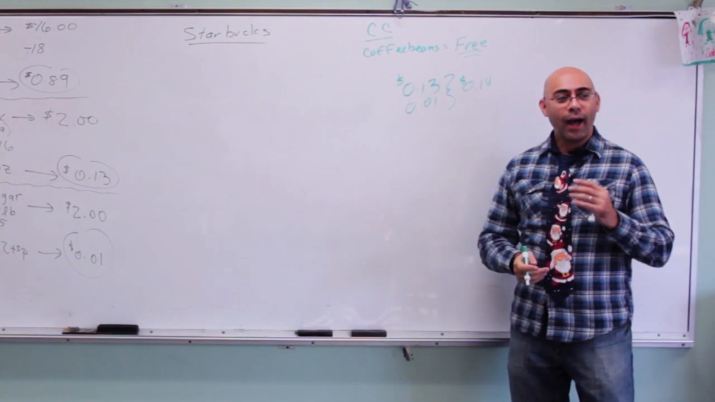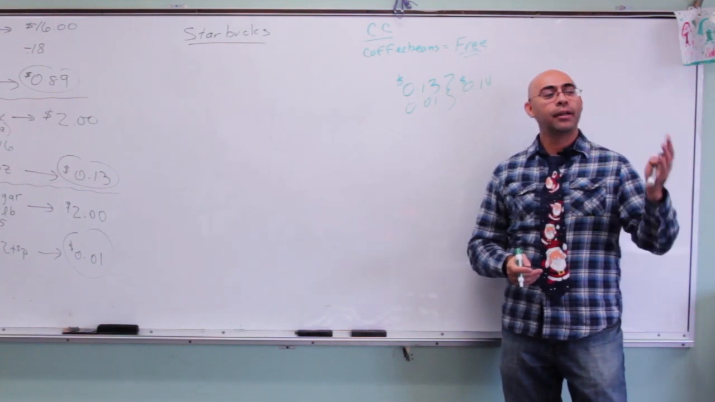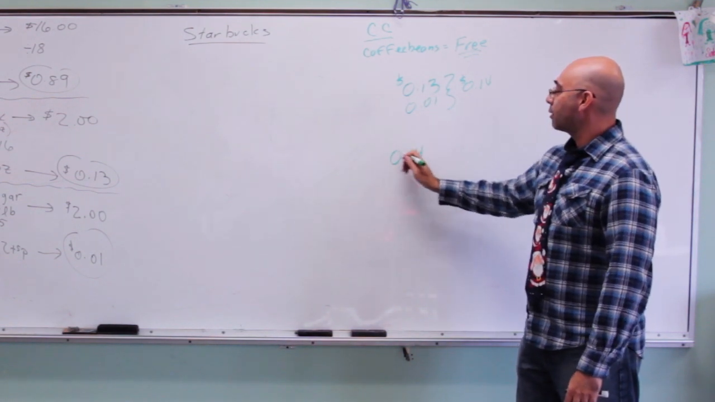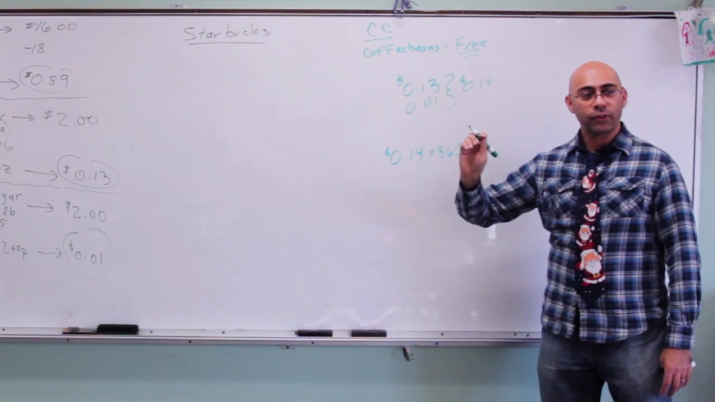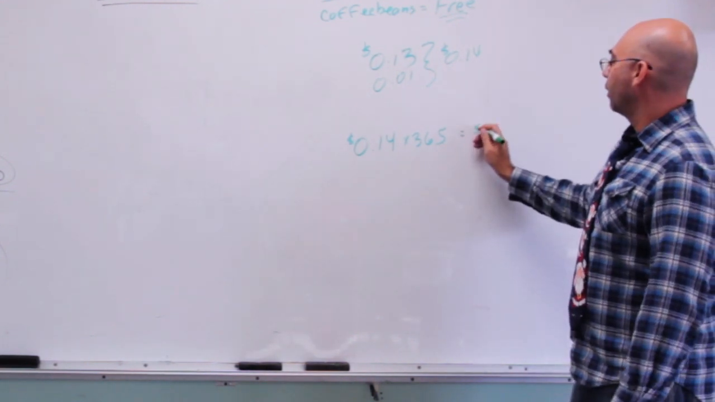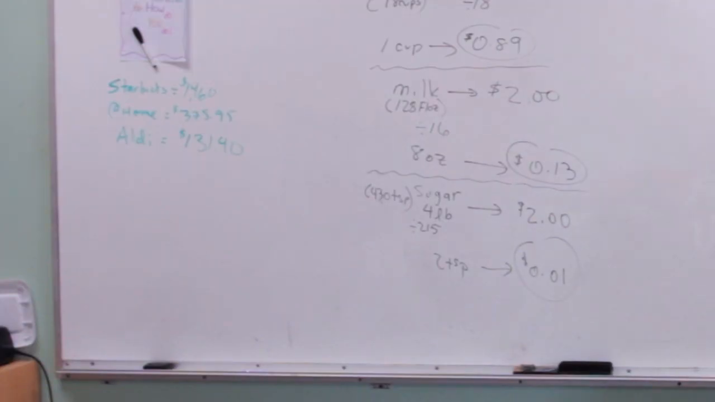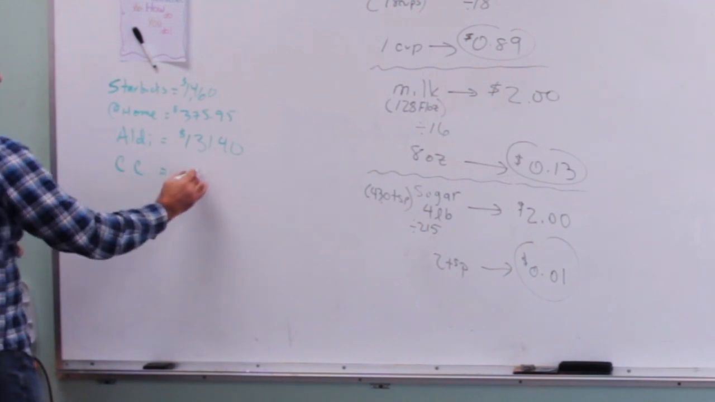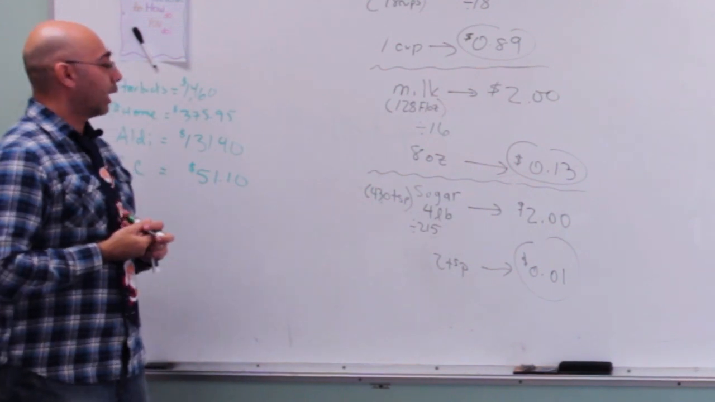So basically, I'm just spending 14 cents for 1 cup of coffee that I make at home. Now, 14 cents times 365, what does that answer? $51.10. And I'm going to put that on the side right here. With your credit card, $51.10.